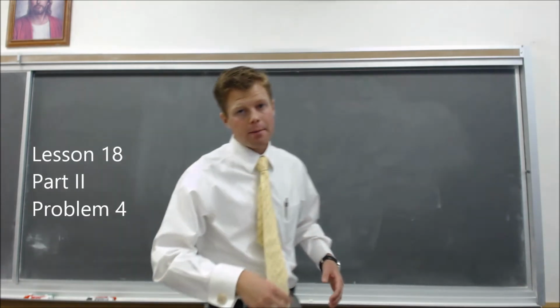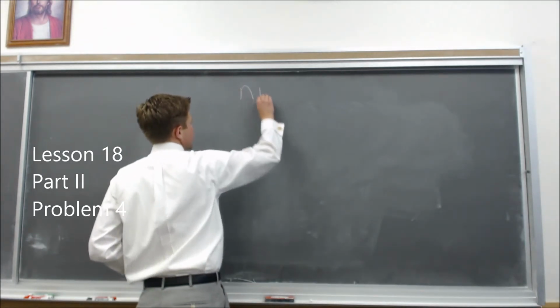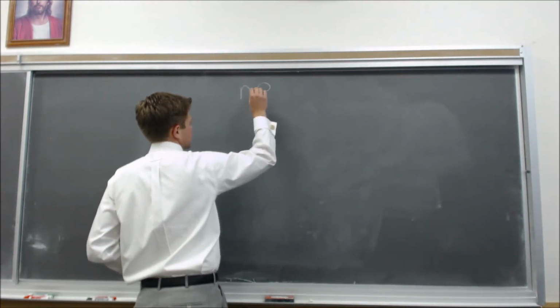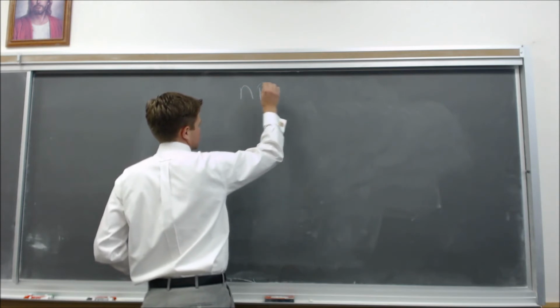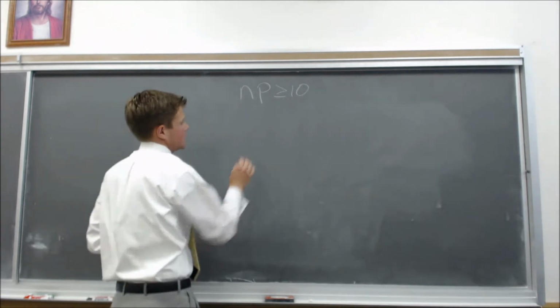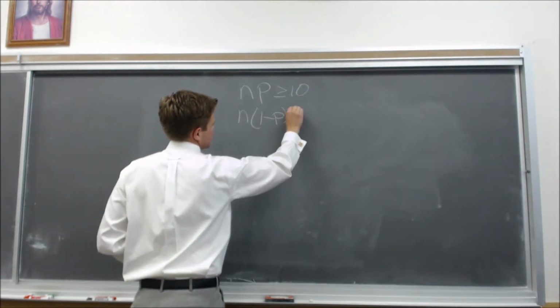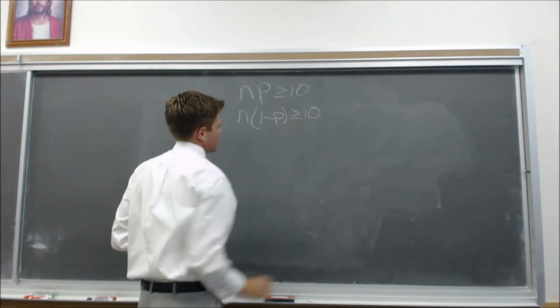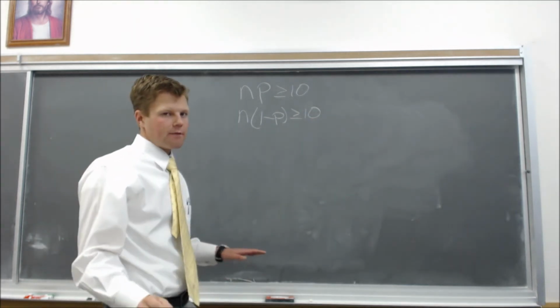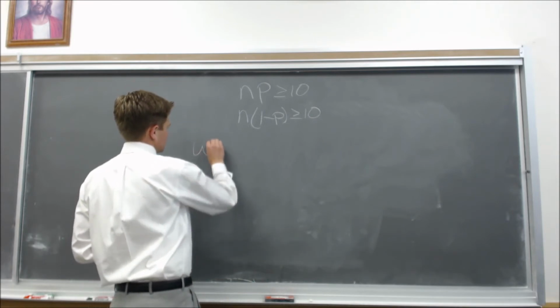Now remember, if we're doing a hypothesis test of two proportions, our requirements are that n times p, your proportion times your sample size, has to be greater than or equal to 10, as well as n times 1 minus p has got to be greater than or equal to 10 as well. And we'll need to do that for both groups.